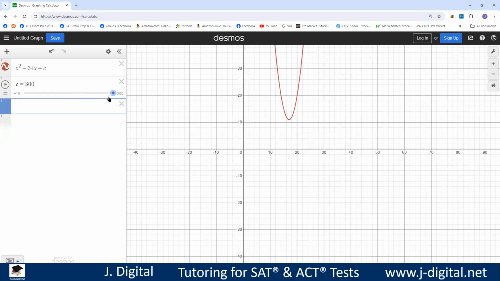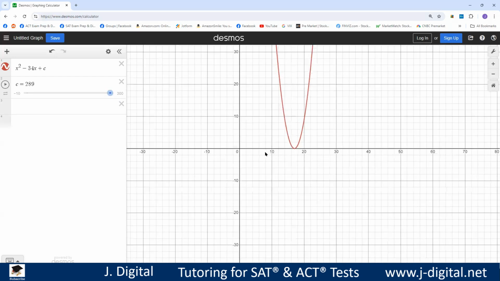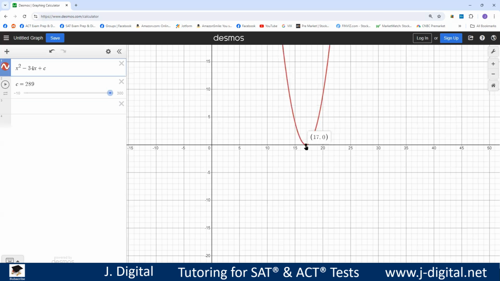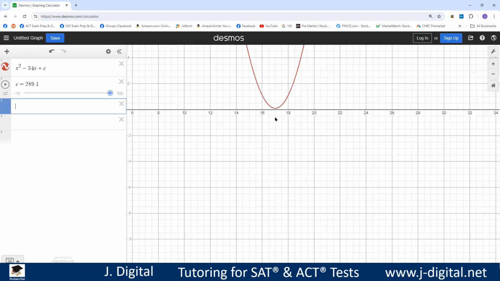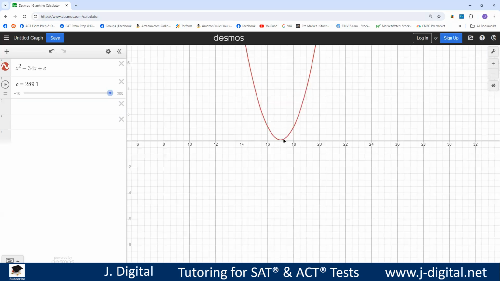Since I know it was 289, keep moving this up until it gets to the x-axis. We see right here at 289, it's right on the x-axis. Anything more than 289, I won't have a solution. So if I had 289.1, that's going to be slightly above the x-axis and no solution. So as long as c is greater than 289, we have no real solutions.